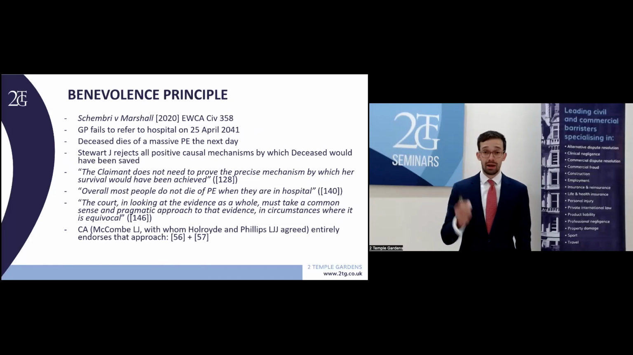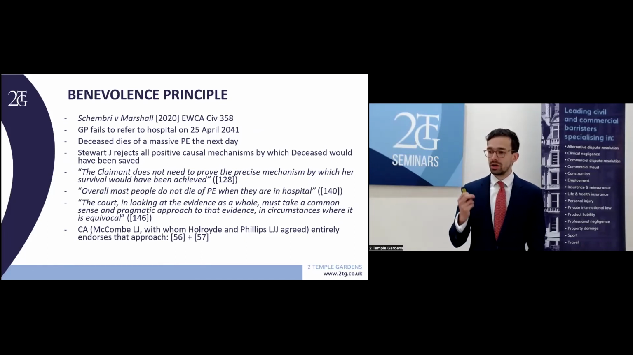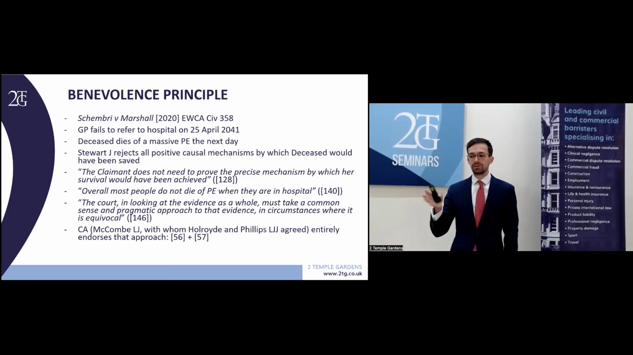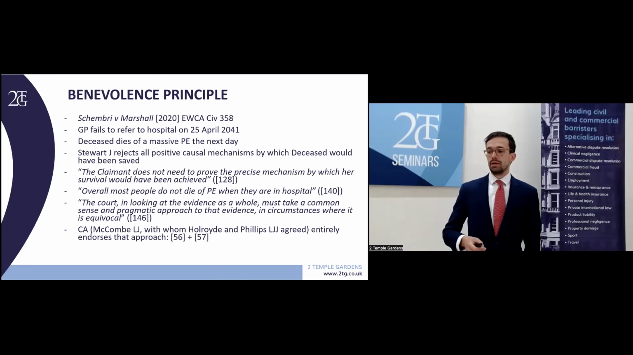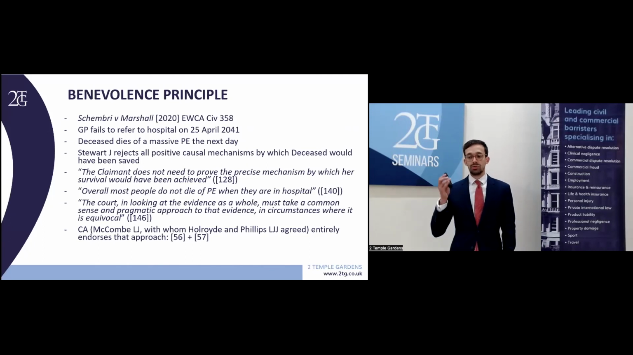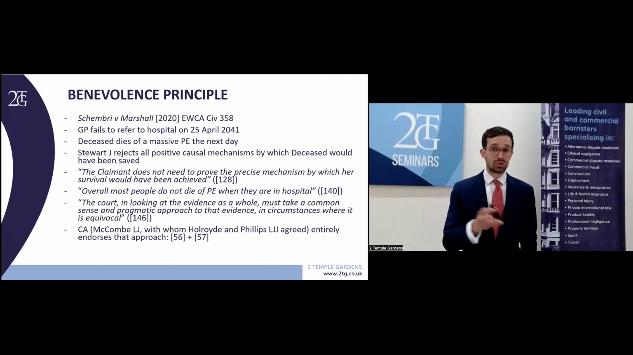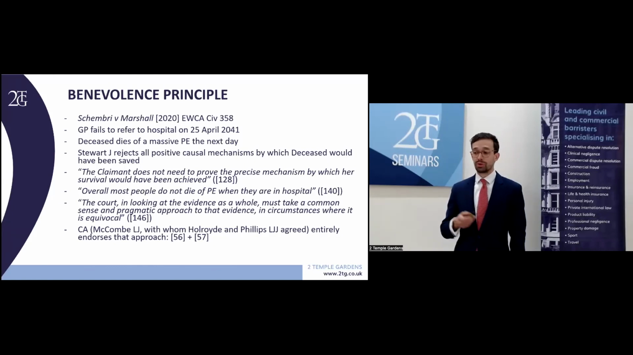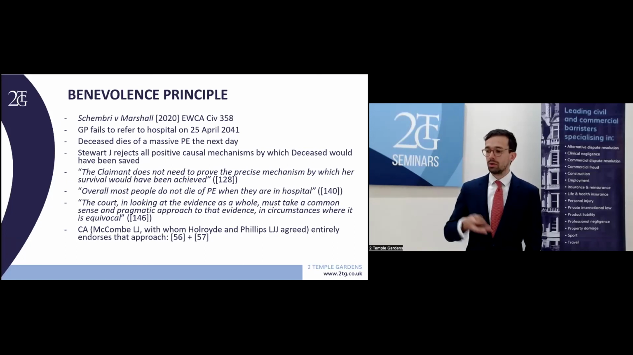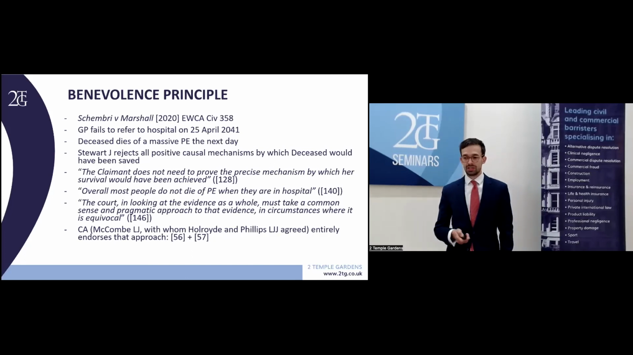That principle has been applied in the clinical negligence context. And I've put a reference from a 2020 Court of Appeal case where, in essence, the deceased suffered a pulmonary embolism in hospital and died. The judge rejected all the actual causal mechanisms that were put forward for how that came to be, but said the claimant doesn't need to prove precisely how it happened. Most of the time, people don't die when they come to hospital with a pulmonary embolism. There was negligence in this case. Most patients would have been fine, and therefore causation was established.